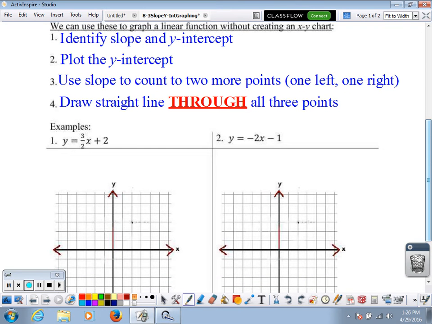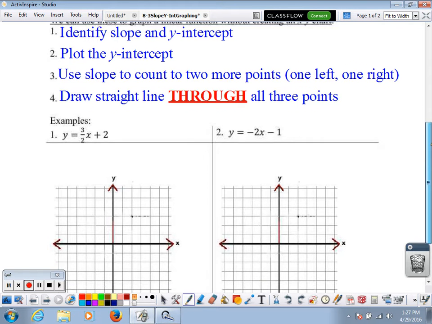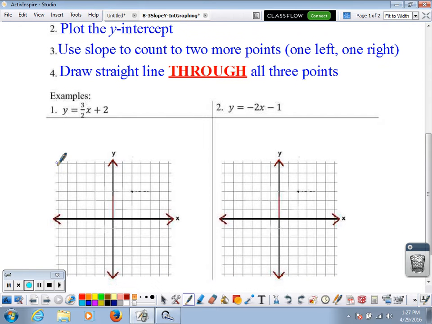So we're going to look at these equations, and we're going to identify our slope and our y-intercept. We're going to plot the y-intercept. Then we're going to use that slope to count the 2 more points, one on the left, one on the right, and we're going to draw the straightest line we can through all 3 of those points. Okay, so let's start with number 1. Seems like a logical place to start. All right, from number 1, my slope and my y-intercept. Well, my slope is the coefficient, or the number that multiplies x. In this case, 3/2.